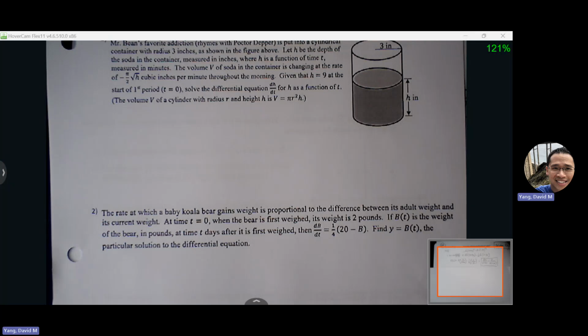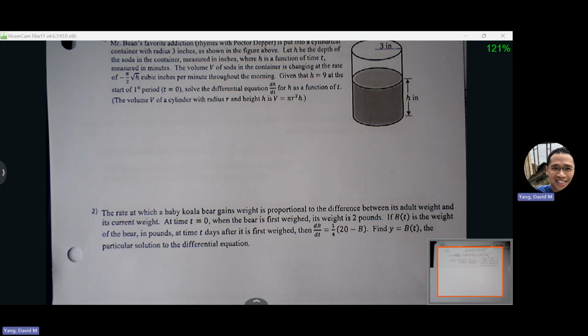So let's turn to our packet that you just picked up. This is your quiz review packet. Let me read number one here. We have a cylindrical container. This feels like it's going to be like a related rate problem, but this is just going to be solving a differential equation. We have volume is changing at a rate of negative pi over 2 root h. That indicates that this is talking about dV/dt. Given that h equals 9, solve the differential equation for dh/dt.